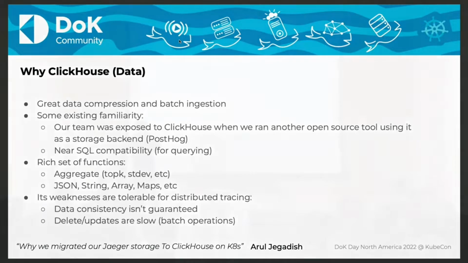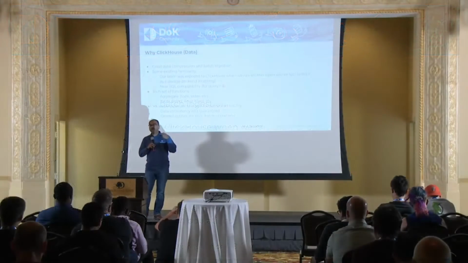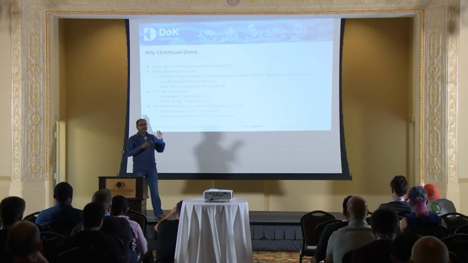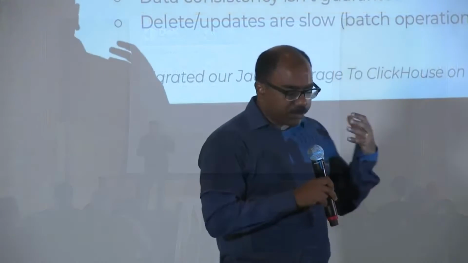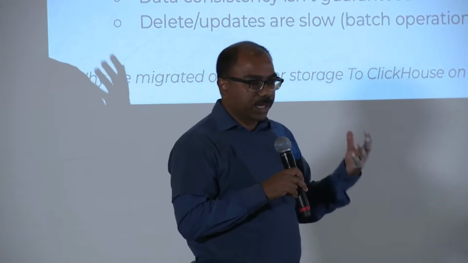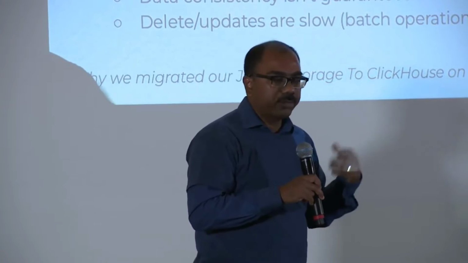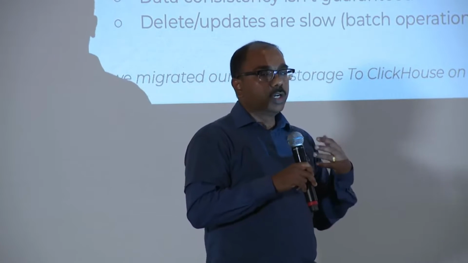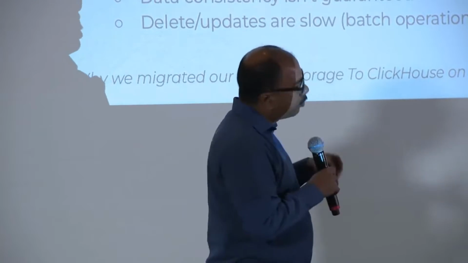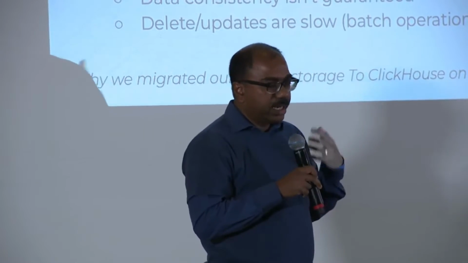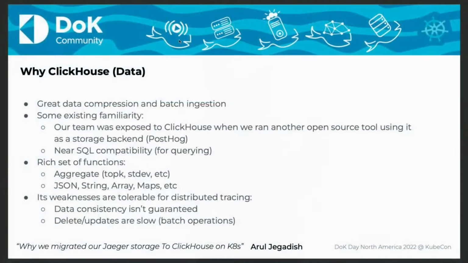With ClickHouse, the analytics capabilities were really good. We were able to do a lot of analytics on the data that we collected with Jaeger. Plus, the storage optimization with ClickHouse was also really important for us. Some of the weaknesses around ClickHouse didn't really affect us for this use case because the tracing data is pretty much immutable. Once you collect it, you're going to delete it only when you are over the retention period. So that was pretty much okay for us.